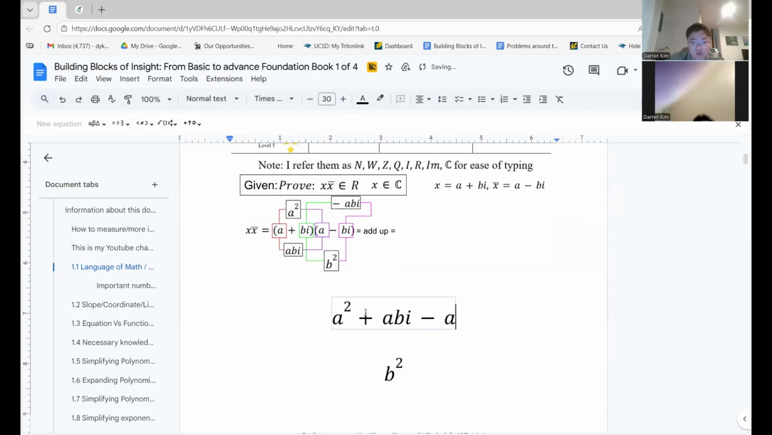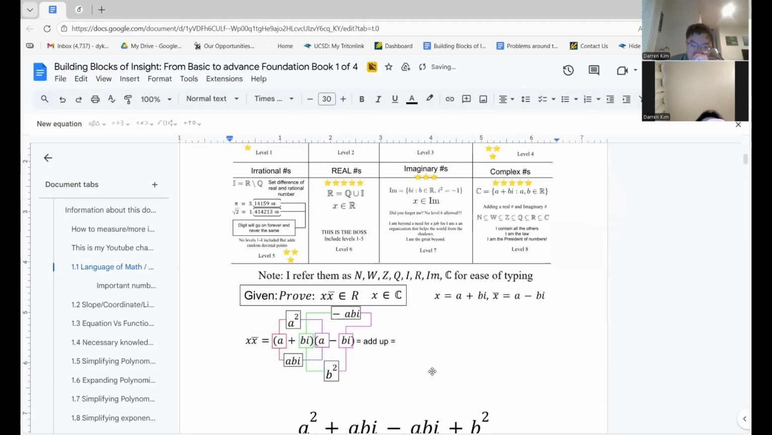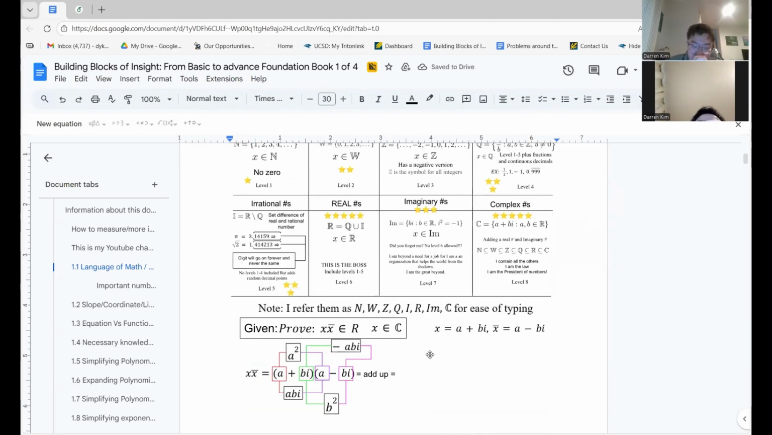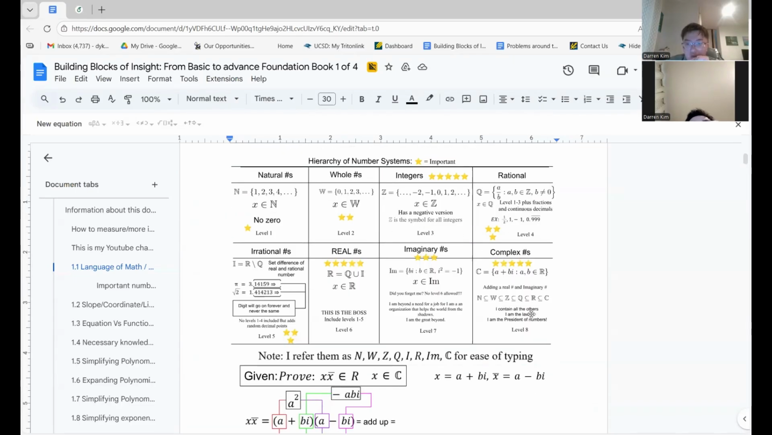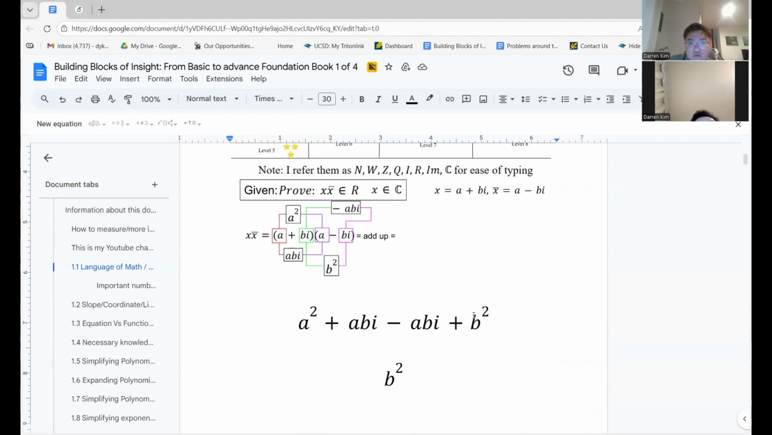a minus i b, plus b squared over 2. Should I explain why i is just negative? Yeah, I should probably explain why. It's explained here, I believe, somewhere. i squared equals -1, right? We shouldn't necessarily be worried about that, should we?